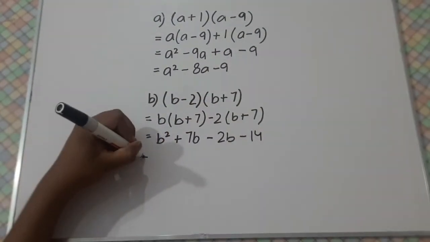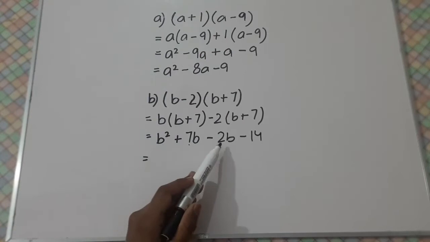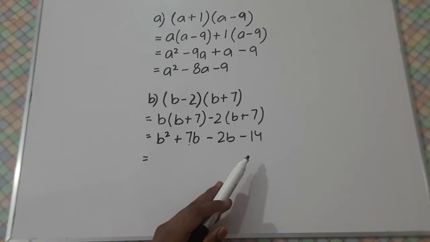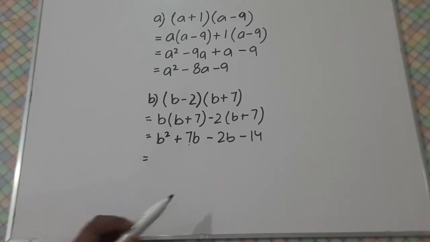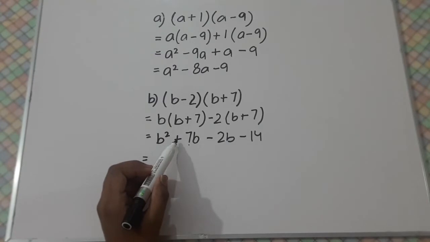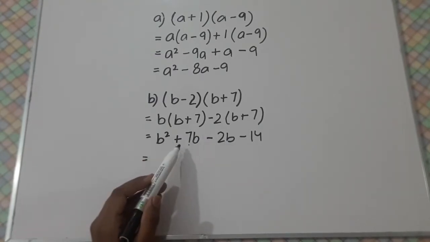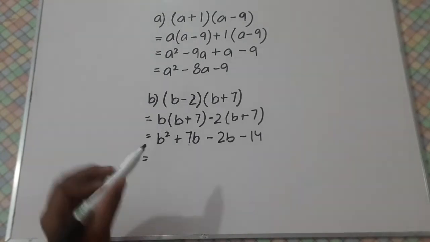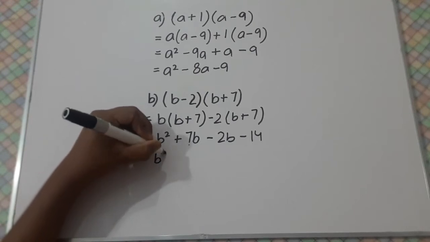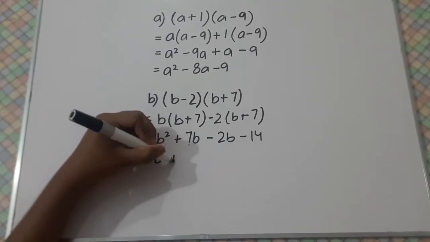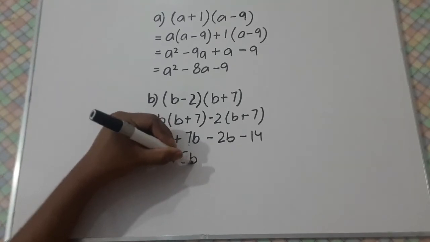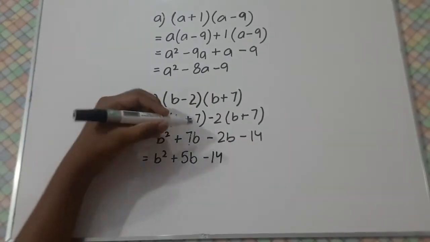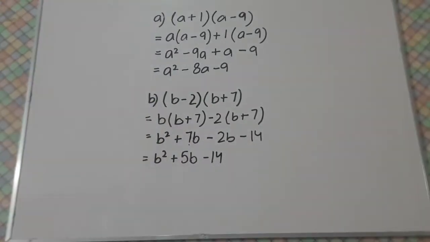So again we are having only one common, that is 7b and 2b. So b square does not have any common and 14 does not have any common in it. So we are just going to solve these two. Means plus 7 minus 2b. Plus minus is minus. 7b minus 2b is 5b. 7 minus 2 is 5. So b square will be as it is plus 5b after subtracting and minus 14. This is the final answer as now we are not having any common in it.